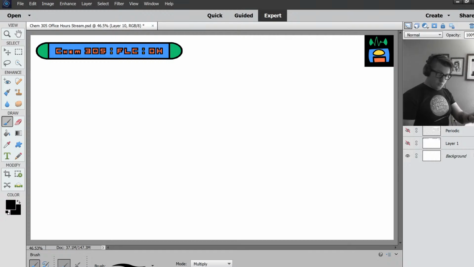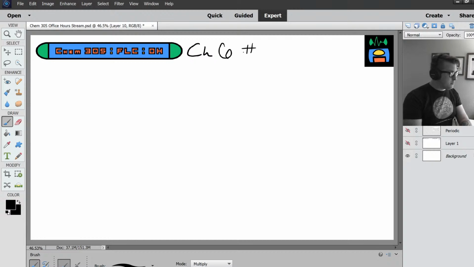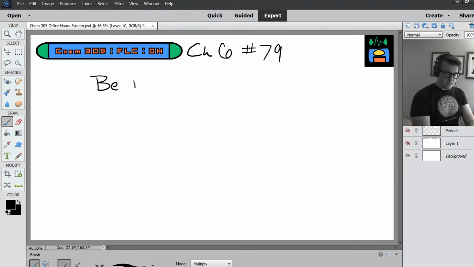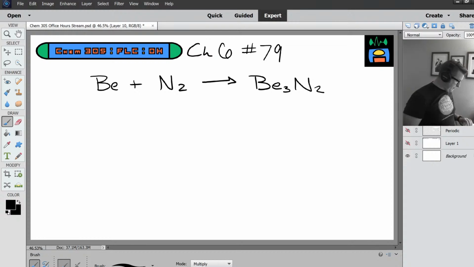Okay, so we have a couple other requests from Chapter 6, problems 79 and 85. We'll start with 79. How many grams of beryllium are needed to react completely with 45 grams of nitrogen in the synthesis of Be3N2? Here they do not give us a balanced chemical equation. They just say that beryllium and nitrogen react to make this product. So it's up to us to balance. Fortunately, this isn't the worst thing in the world to balance. We just need 3 berylliums on our reactant side.